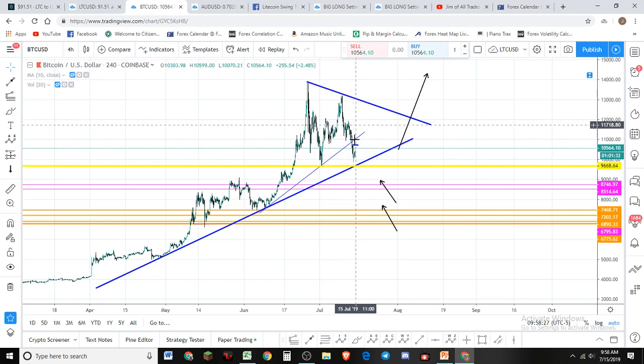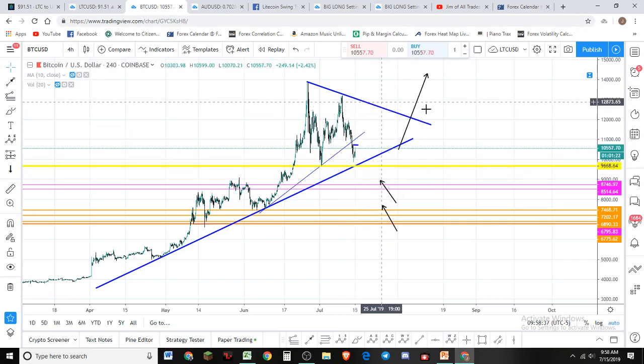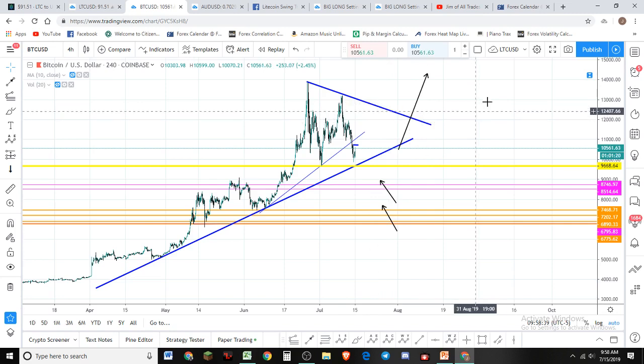I've already done that count. Is this 1, 2, 3, 4, and then 5 coming down here? Still, if we break this bottom trend line, it'll be $9,000. If we don't break that, we might be coming up here to this. So let's wait and see. Let's watch, wait and see.